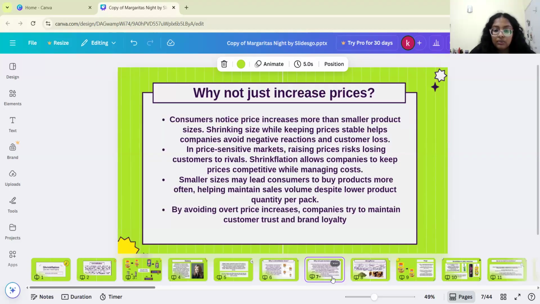It's because a consumer will notice a price increase more than when you subtly reduce the amount of product. By decreasing the amount of product where consumers don't notice, it allows the company to maintain a good position in the market. Smaller sizes lead consumers to buy products more, helping maintain sales despite the lower product quantity per pack. And by avoiding overt price increases, companies are able to maintain consumer trust and brand loyalty.